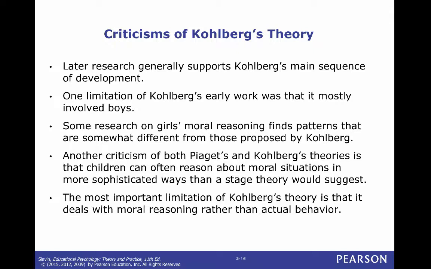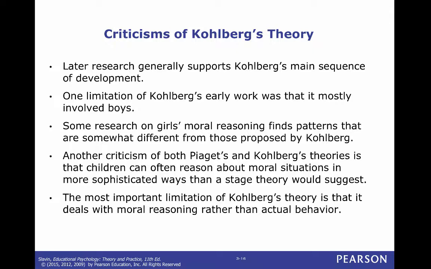Another criticism about both Piaget and Kohlberg is that children can often reason about moral situations more sophisticatedly than the stage would suggest. You have little kids who are able to maybe go to stage 4 when they're starting to talk about the laws and the rules, and then you have some adults who might fall down to level 2 where they say, you scratch my back, I'll scratch yours.